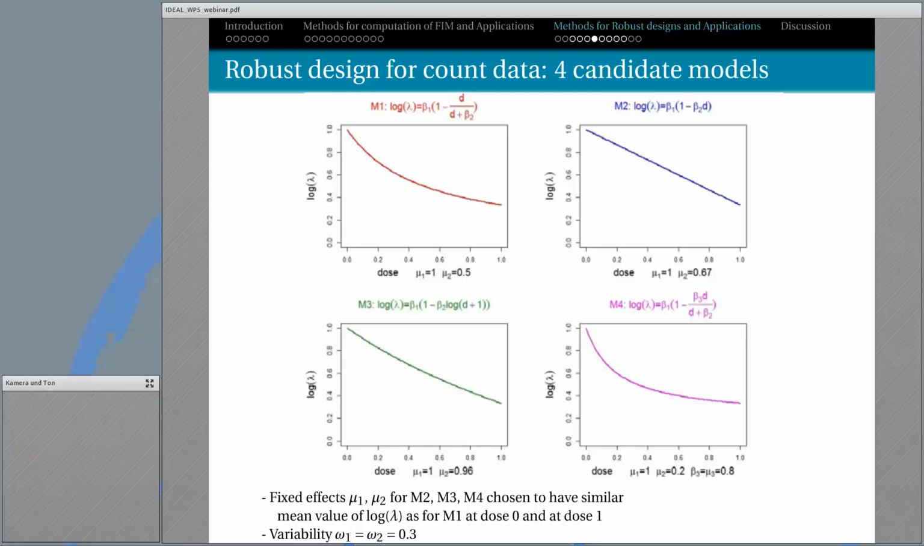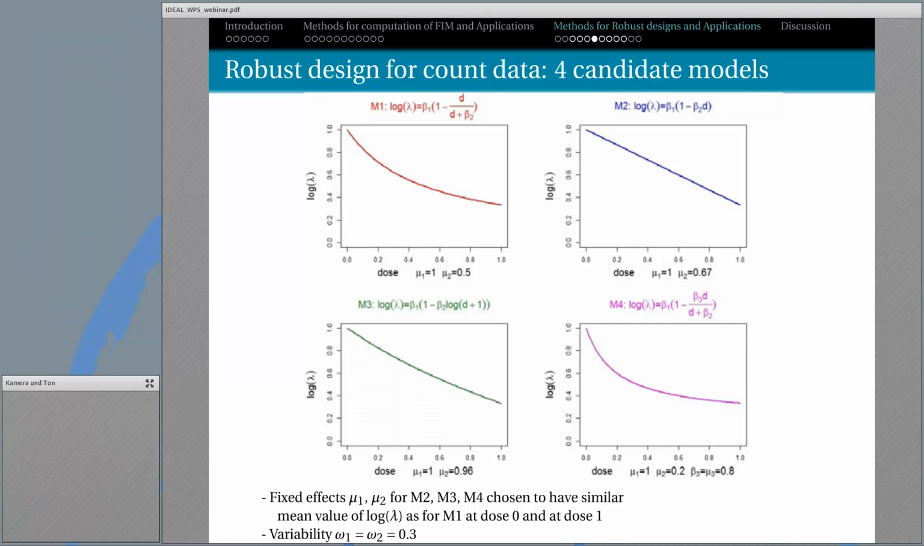The curves are the curves predicted for the fixed effects. We have assumed, in choosing the values of beta 1 and beta 2, that all log lambda will be the same for dose 0, which is given by beta 1, so beta 1 is the same. But for beta 2, we have assumed that the response, the log lambda, is the same for dose equal 1. That is the way we have constructed this example. So same response at dose 0 and dose 1, but the shapes are different.